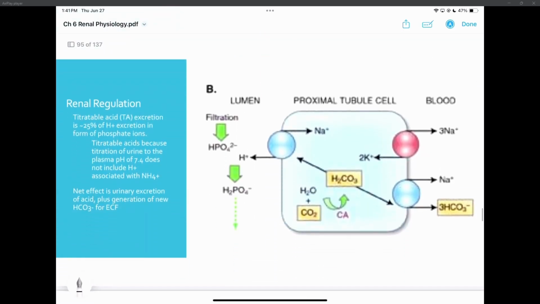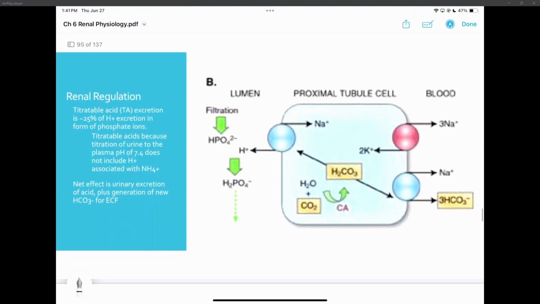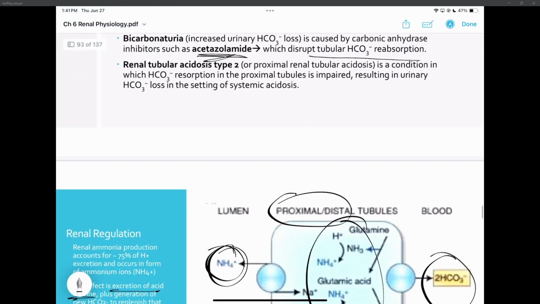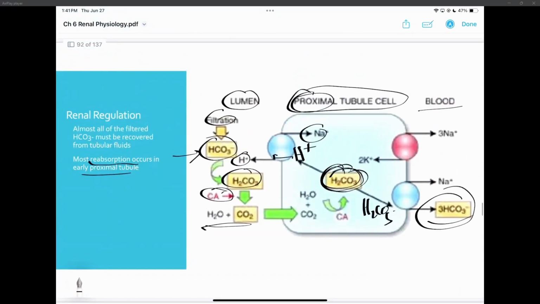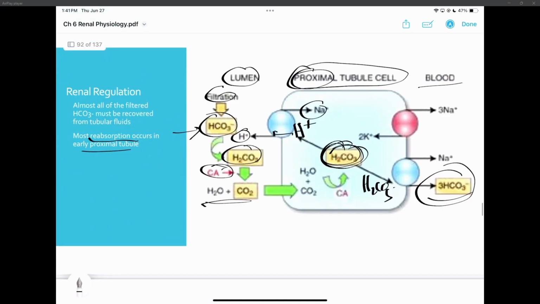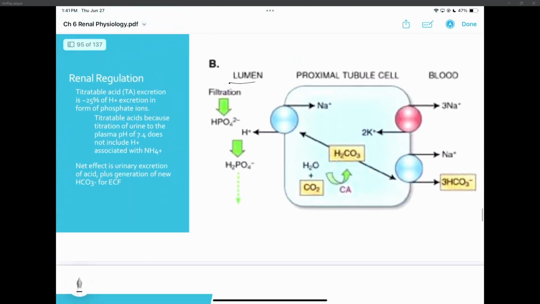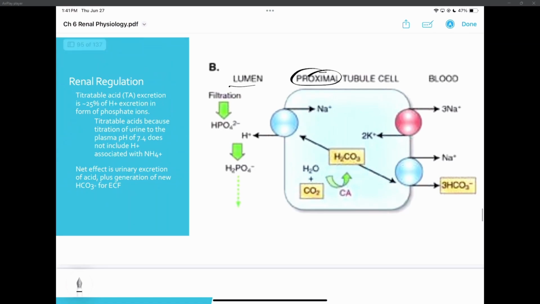Here's more of our titratable acids. This is phosphoric acid. Very similar setup as far as the other one we did up here with the bicarb. We're still in the cell, carbonic anhydrase is here, all this fun stuff going on. Again, proximal tubule, because the proximal tubule is where the carbonic anhydrase is. That's where those carbonic anhydrase inhibitors work.